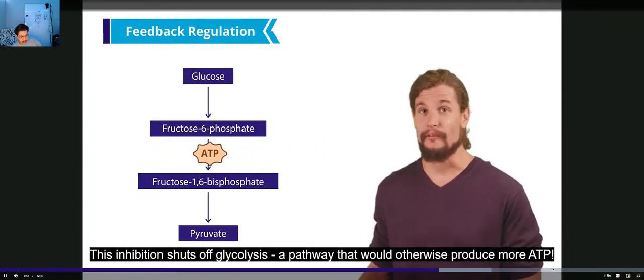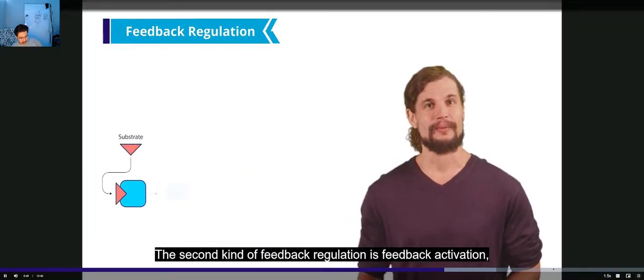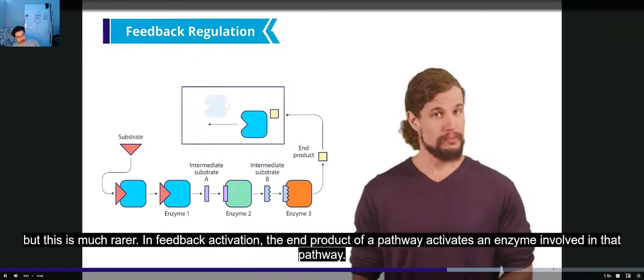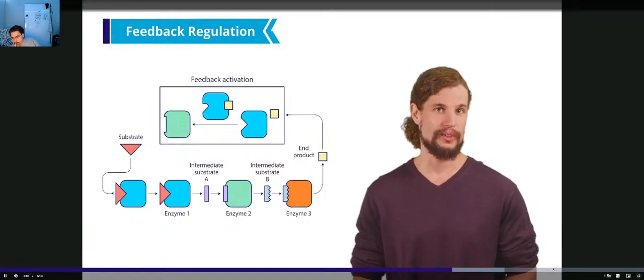This inhibition shuts off glycolysis, a pathway that would otherwise produce more ATP. The second kind of feedback regulation is feedback activation, but this is much rarer. In feedback activation, the end product of a pathway activates an enzyme involved in that pathway.